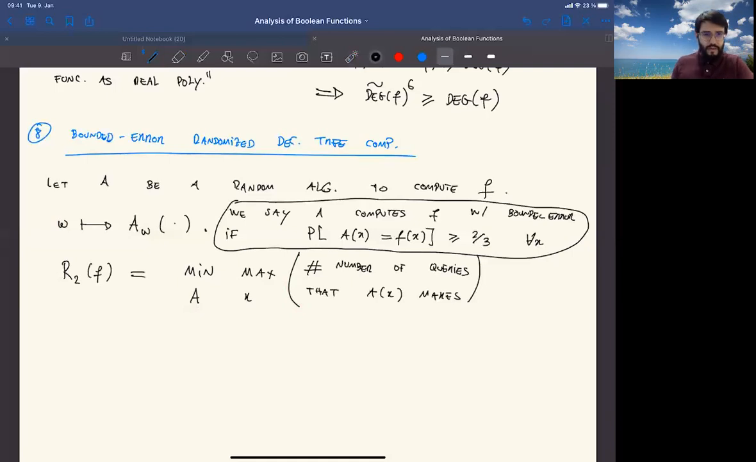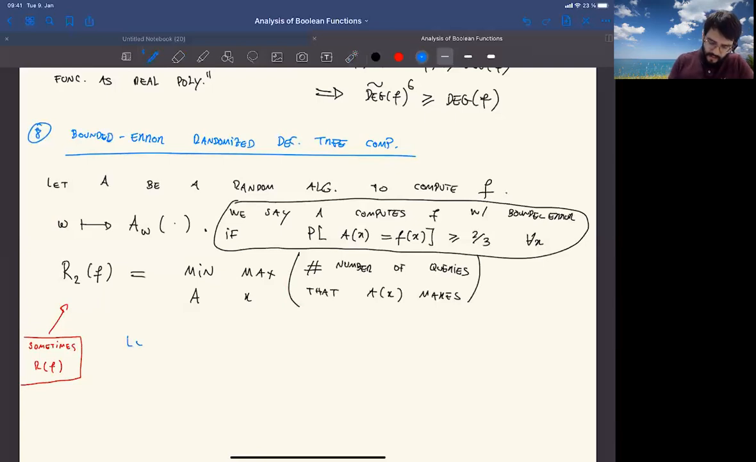So this is the R2 here. R2 is sometimes written R of F, sometimes R. In some papers I see it as R of F, in other places I see it as R. So it's, again, sort of confusing, but in any case.